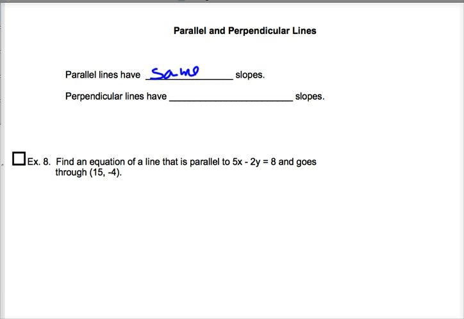So we have same slopes, same rates. Perpendicular lines have opposite, or you could say negative, reciprocal slopes. So you could flip it over, switch the sign, you've got yourself a perpendicular slope. So we're going to do one each of these, I believe.